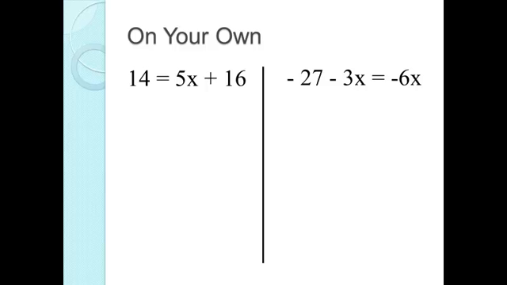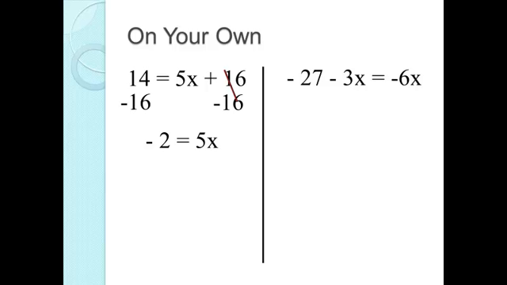In the first problem, you should have started by moving the 16 to the other side of the equation. In order to do that, we will add negative 16 to both sides. The positive 16 and negative 16 will cancel. And on the left-hand side, 14 plus negative 16 will give us negative 2. We now have negative 2 equals 5x.